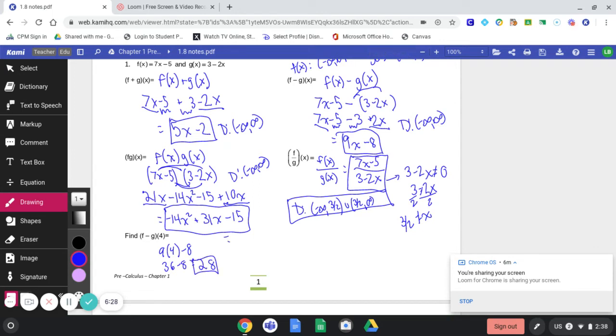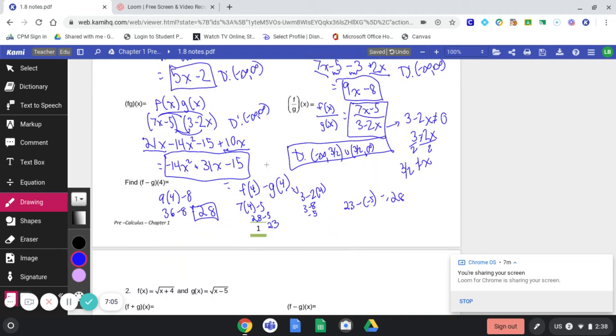The other way, I think that's quicker. You can also do f of 4 minus g of 4. And you could plug that in: 7 times 4 minus 5. You would get 28 minus 5, which is 23. And then you can find g of 4, which is 3 minus 2 times 4, 3 minus 8, which is negative 5. And then you would do 23 minus negative 5. That's more work, but you end up getting the same answer. But you don't have to find the domain of that.